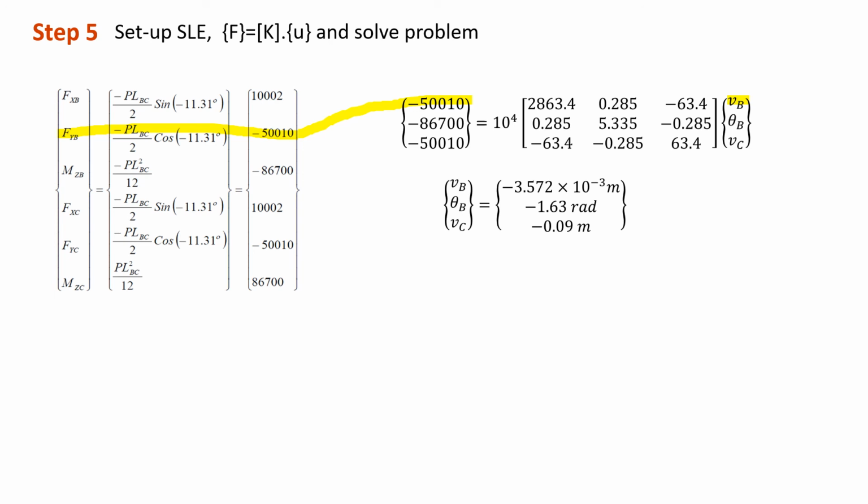Then the second term is theta B, which is related to the moment at point B. So what we have to do is just refer to the moment at node B, which is MZB, equivalent to negative 86,700, and we replace it into these equations. And the last term is VC, which is related to the vertical force at node C, which is FYC, given by this value, and we just need to replace this value into these equations. Then only can we solve the unknown displacements by using the calculator, and the result is shown in this slide.